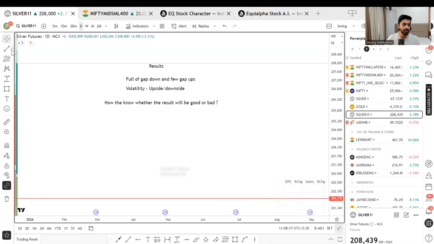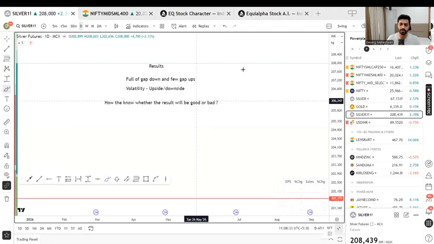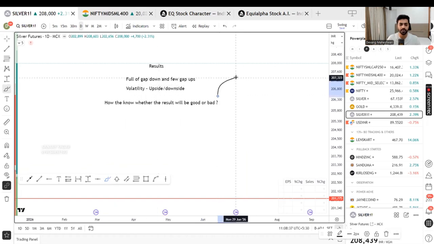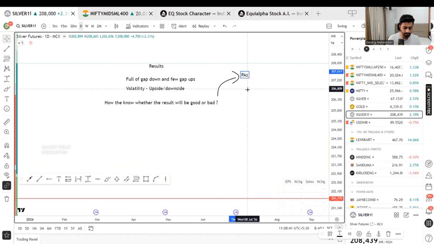So the right answer is you don't know, and there is no way to know it. Doing guesswork is fine. We can always guess things. This can come, this can go bad, this can be good. But you cannot trade on that guesswork. You cannot trade on your feelings that since the last 2 quarters were good, then this should also come good.